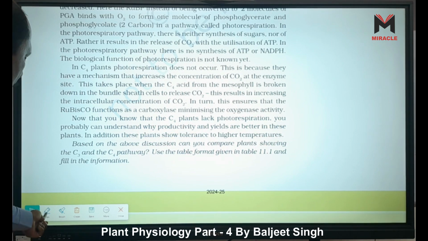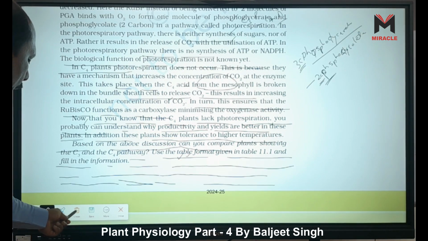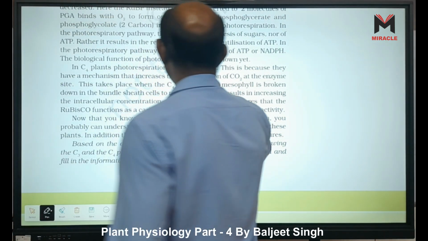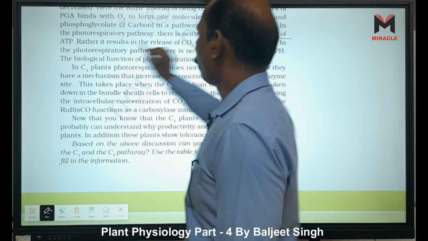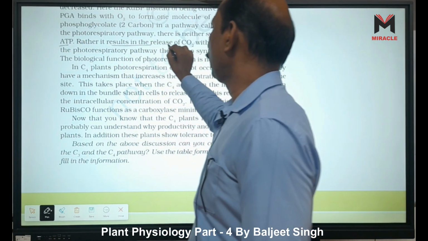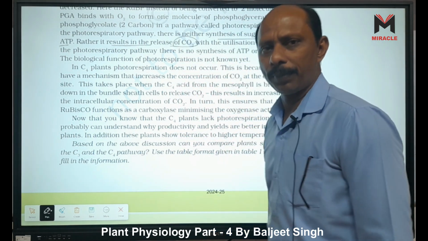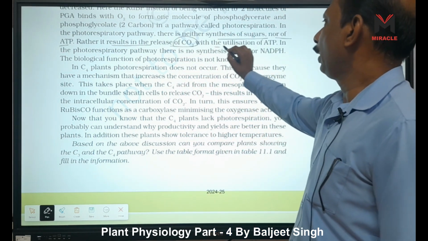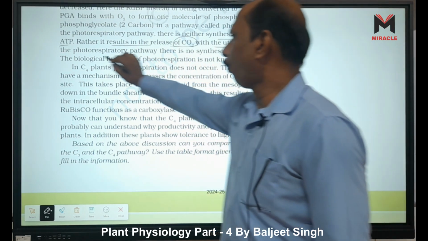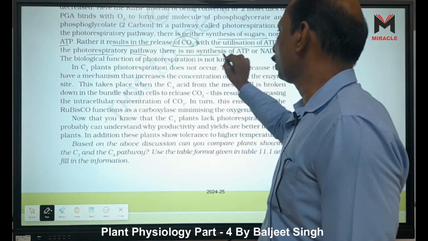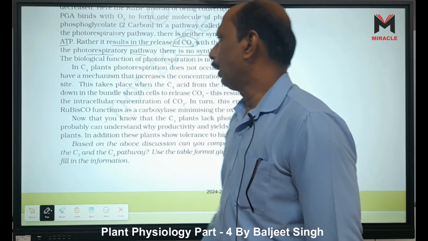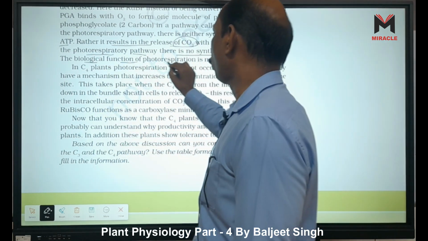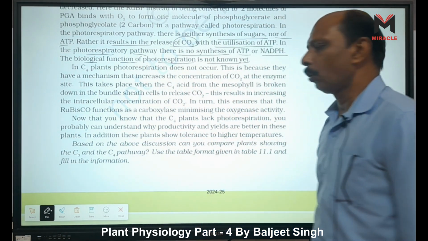There is neither synthesis of sugars nor of the ATP. Rather, it results in the release of CO2. CO2 is also released here, a loss of one CO2 with the utilization of ATP. In the photorespiratory pathway, there is no synthesis of ATP, no NADPH is formed, no sugar is formed. That's why the biological function of photorespiration is not known yet.